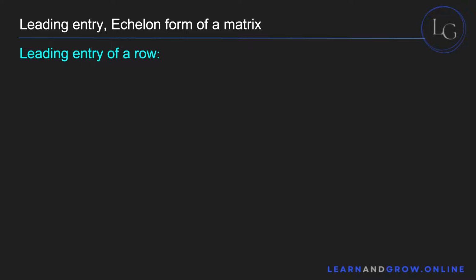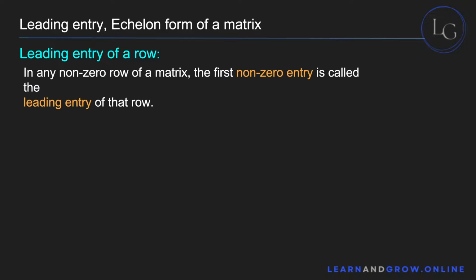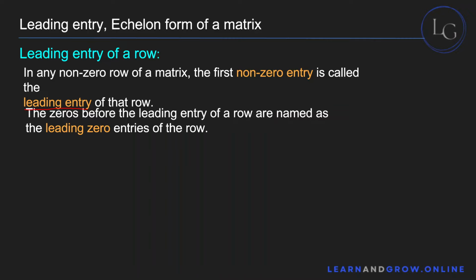Now, let's discuss what the leading entry of a row is. In any non-zero row of a matrix, the first non-zero entry is called the leading entry of that row. So, what this basically means is that the zeros before the leading entry of that row are named as the leading zero entries of that row.